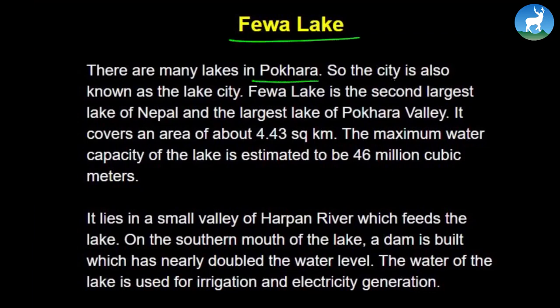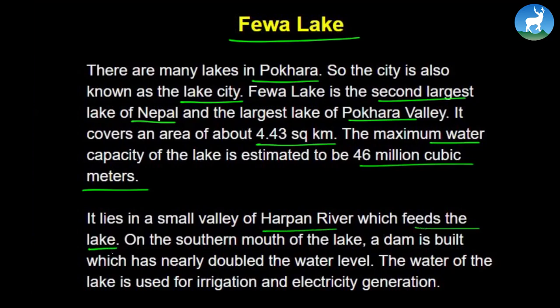There are many lakes in Pokhara. So the city is also known as Lake City. Fewa Lake is the second largest lake of Nepal and the largest lake of Pokhara Valley. It covers an area of about 4.43 square kilometer. The maximum water capacity of the lake is estimated to be 46 million cubic meters. It lies in a small valley of Harpan River which feeds the lake. On the southern mouth of the lake, a dam is built which has nearly doubled the water level. The water of the lake is used for irrigation and electricity generation.